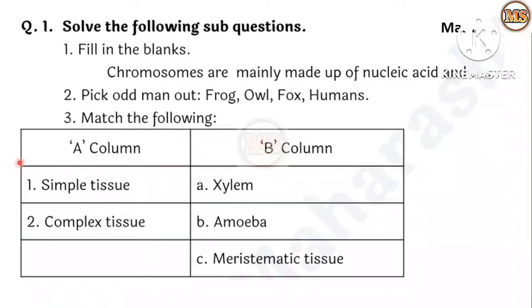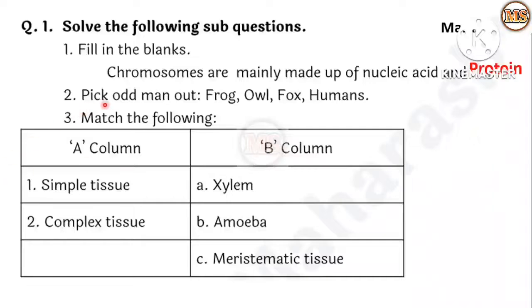Question number 1, solve the following sub questions. This question is for 3 marks. Question number 1, fill in the blanks. Chromosomes are mainly made up of a nucleic acid and protein.